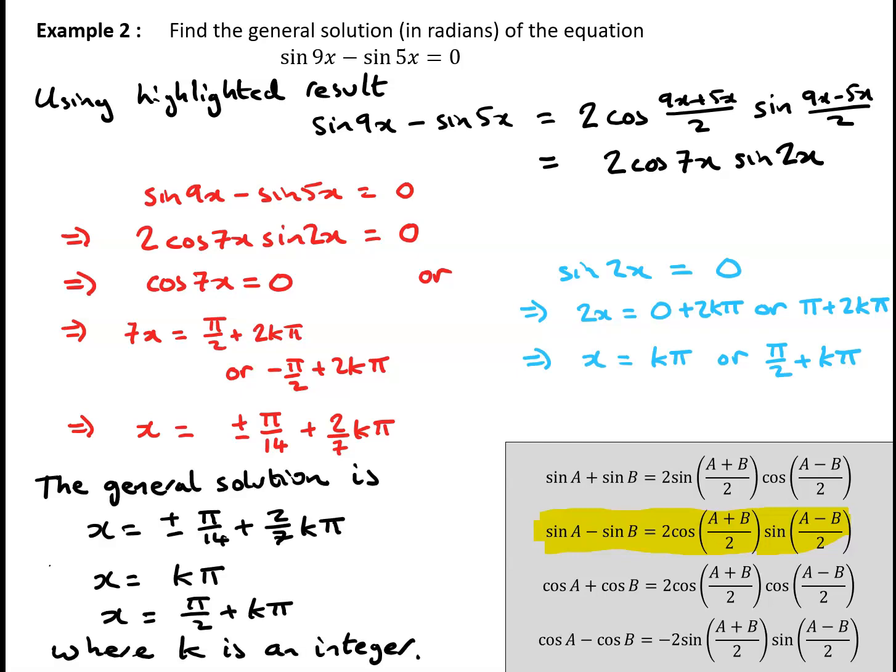So my general solution to the equation is x is ±π/14 + (2/7)kπ, or x = kπ, or x is π/2 + kπ, where k is an integer.